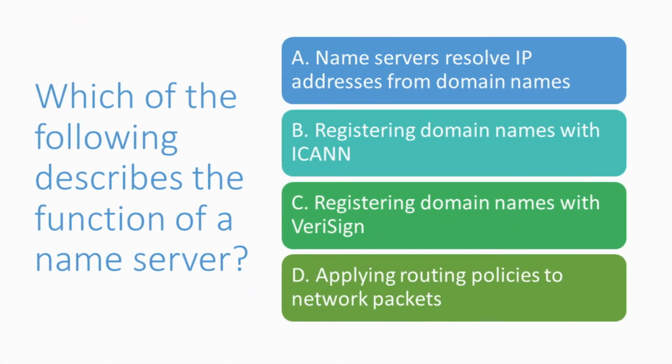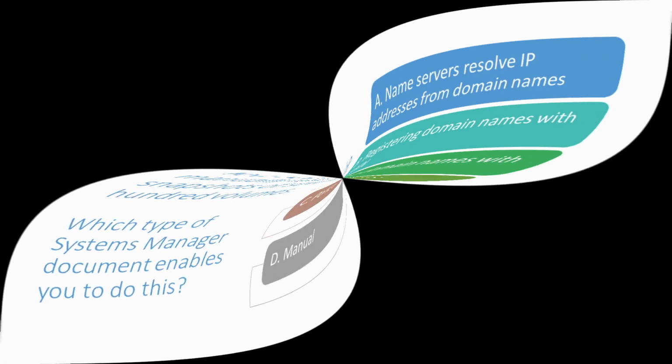Which of the following describes the function of a name server? Options we have: A. Name servers resolve IP addresses from domain names. B. Registering domain names with ICANN. C. Registering domain names with VeriSign. D. Applying routing policies to network packets. Correct answer for this question is option A. Name servers resolve IP addresses from domain names, allowing clients to connect to resources. Domain registration is performed by domain name registrars. Routing policies are applied through record sets within hosted zones. Let's talk about next questions.